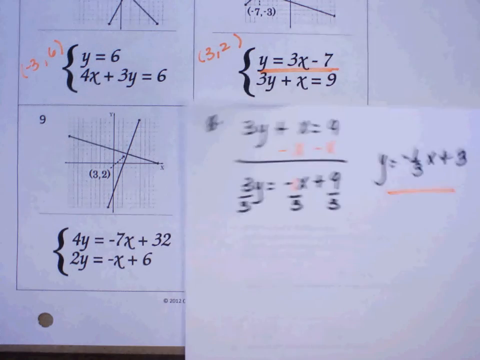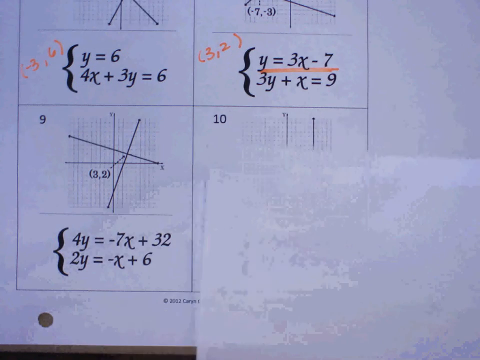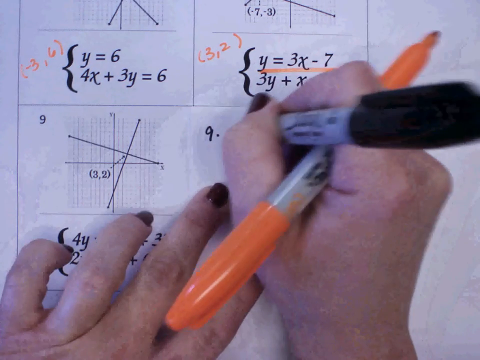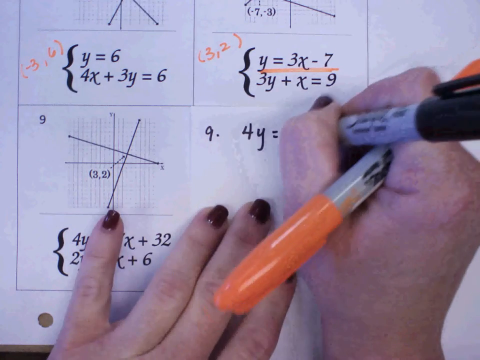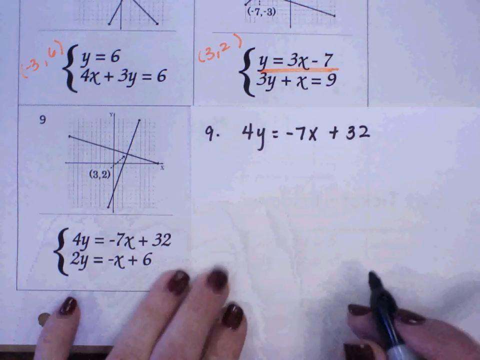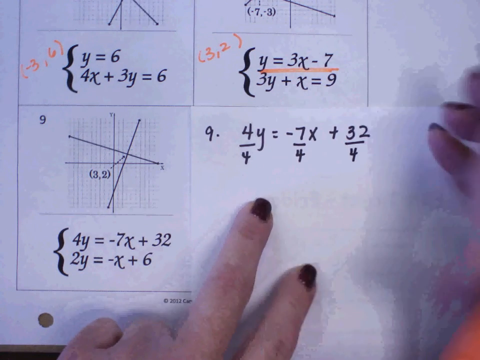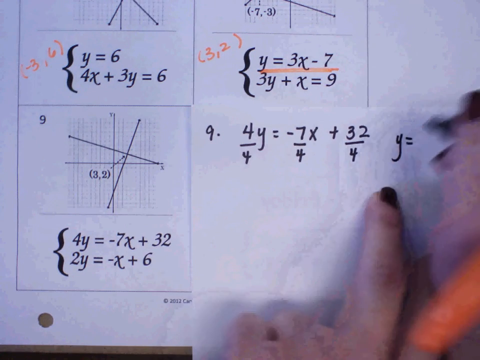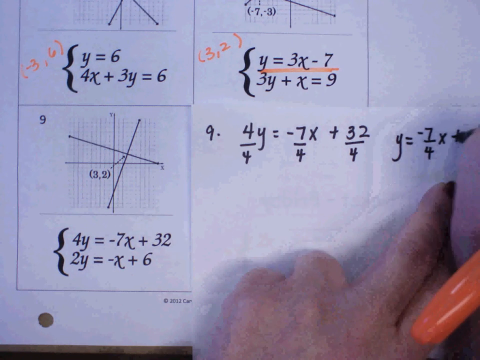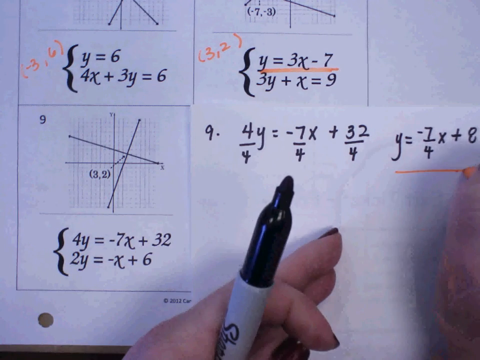All right, let's go to the next one. Number 9, we got 2 more and we're done. Oh, this one's easy. To solve for y, all you got to do is divide by 4, right? You got to divide by 4 on both of them. So y equals what? Negative 7 fourths x plus what? Plus 8. And there's my first one.